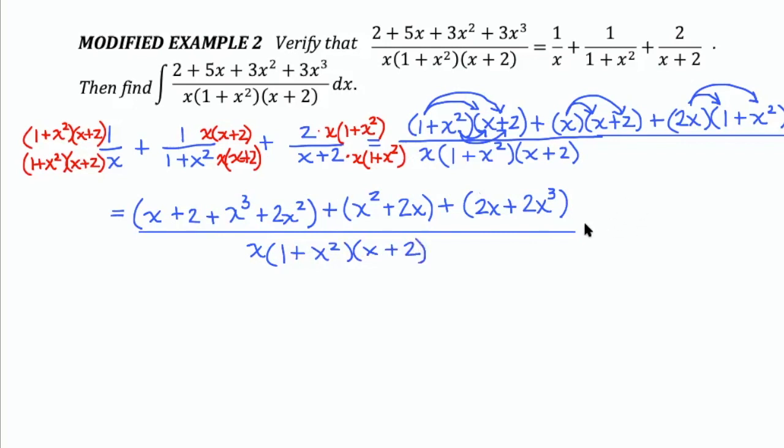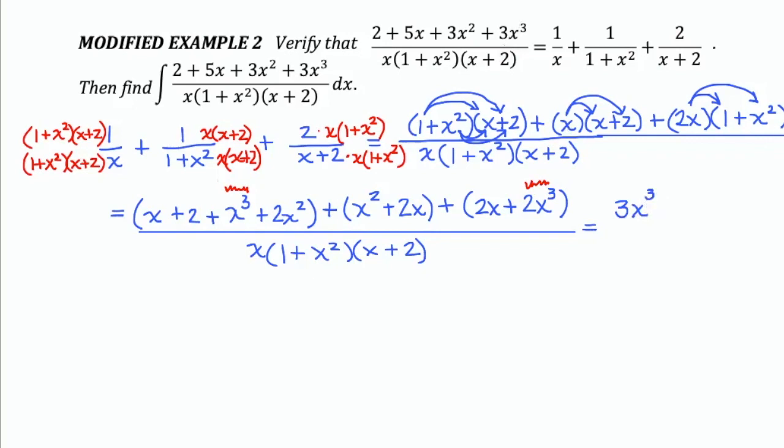Now I'm going to go through my numerator and combine like terms. So I'm going to start with my highest degree. I like to put things in order with highest degree first. You can see they actually did it backwards in what we're trying to verify. Either way, it doesn't matter. But I do have an x cubed here and an x cubed here. So when I combine 1x cubed with 2x cubed, I do get 3x cubed. So that's a match.